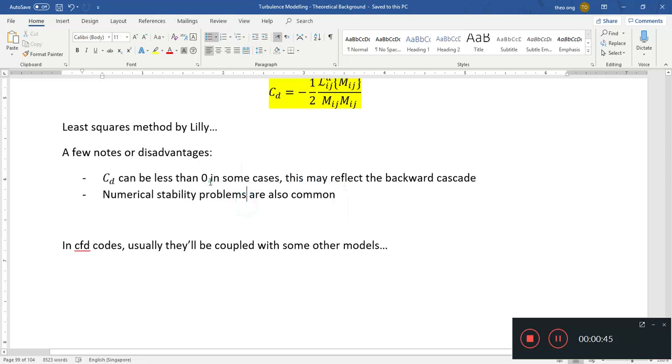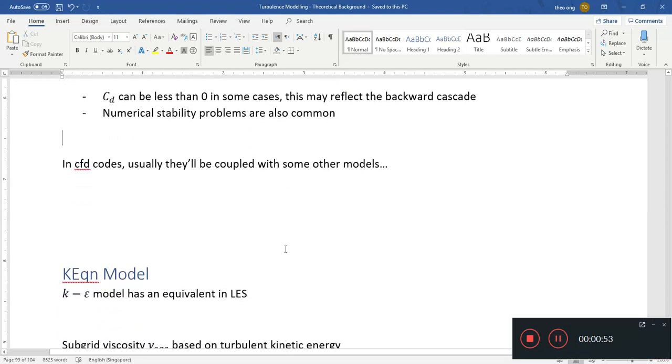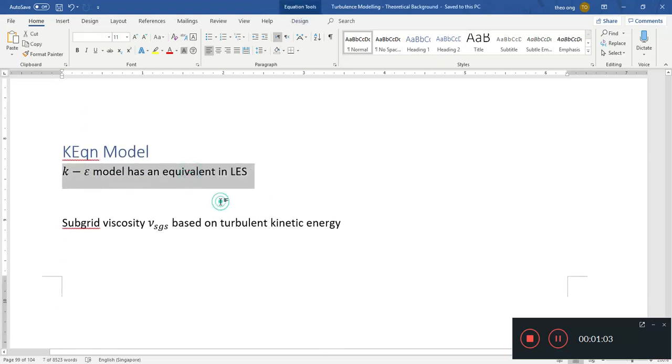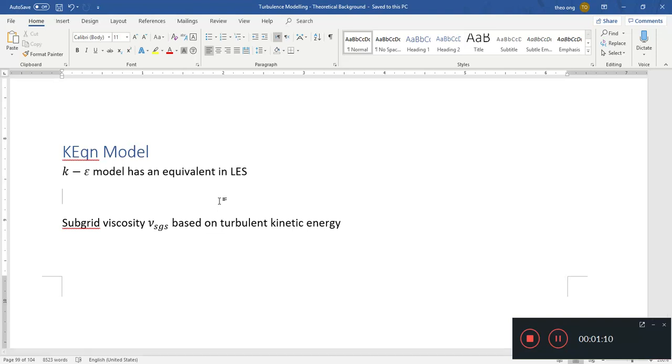The thing is, with CD being less than zero for a long time, it can result in numerical instability problems. So like I said before, they'll usually be coupled with some other models. One of these models is called the K equation model. If you remember your K-epsilon model, it has two additional variables you solve for your whole grid: the turbulent kinetic energy and the dissipation rate of turbulent kinetic energy. The K-omega model is something similar as well. But the main point is that we can have this new SGS, subgrid viscosity, based on turbulent kinetic energy as well.